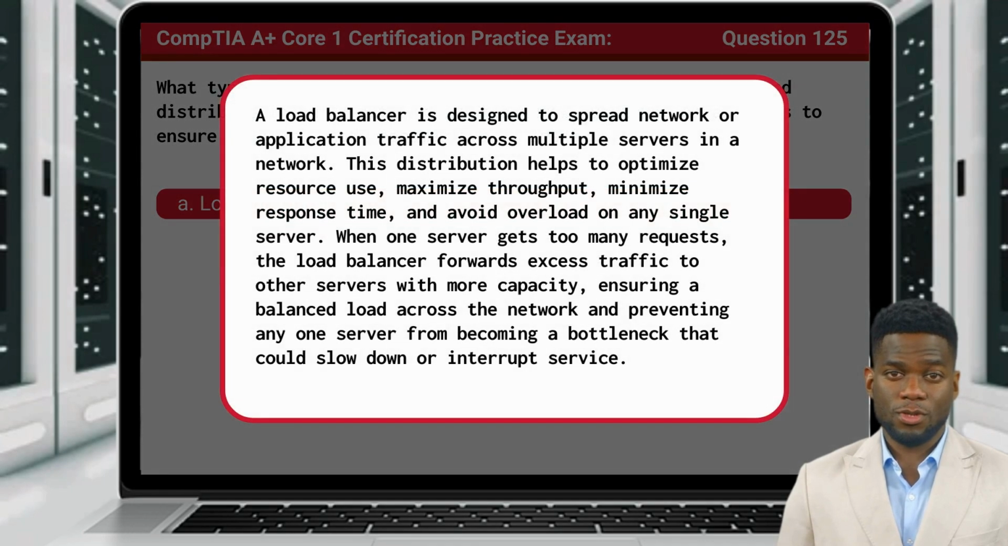A load balancer is designed to spread network or application traffic across multiple servers in a network. This distribution helps to optimize resource use, maximize throughput, minimize response time, and avoid overload on any single server. When one server gets too many requests, the load balancer forwards excess traffic to other servers with more capacity, ensuring a balanced load across the network and preventing any one server from becoming a bottleneck that could slow down or interrupt service.